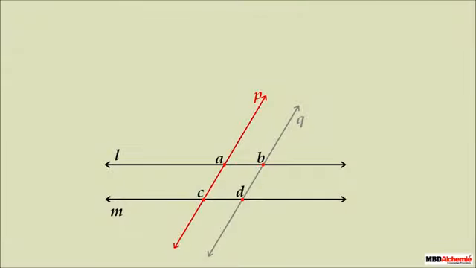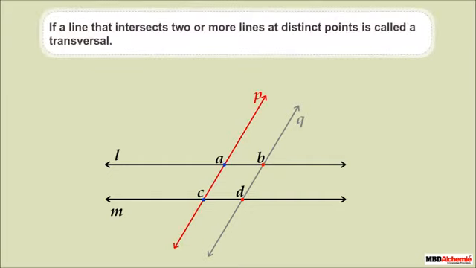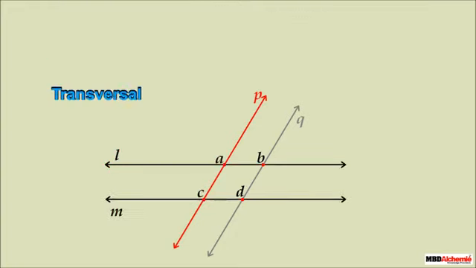Does the line P intersect both the lines L and M? Yes. Here P is intersecting both the lines L and M at the points A and C respectively. What does the line P represent here? A line that intersects two or more lines at distinct points is called a transversal. Thus, the line P represents a transversal line.